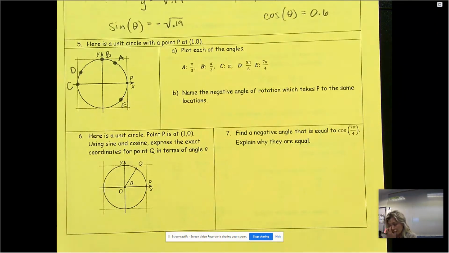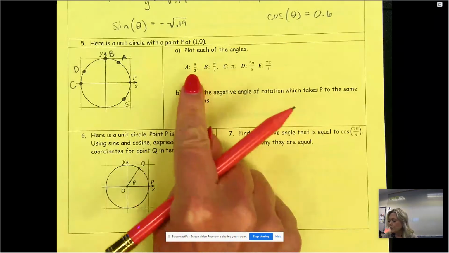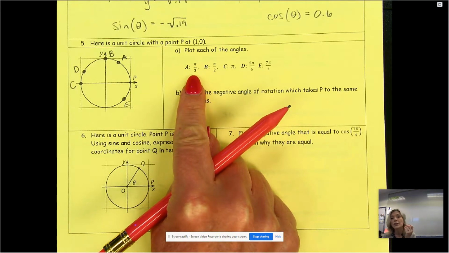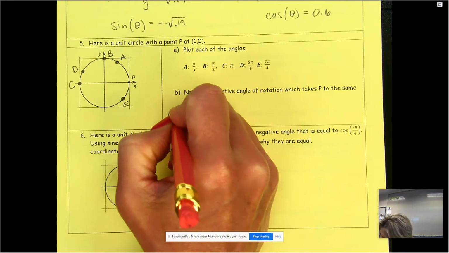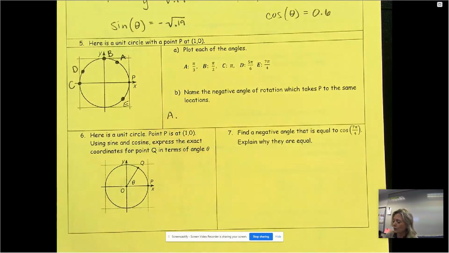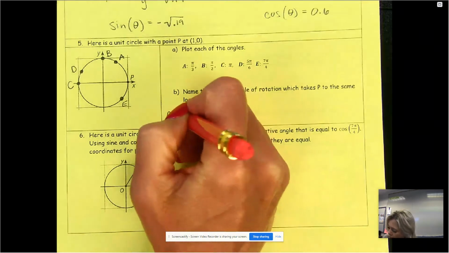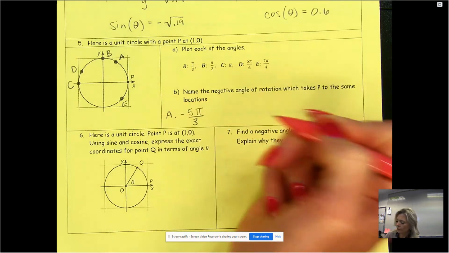Okay, now part B says to name the negative angle of rotation which takes P to the same location. So if this is 1/3 of pi in the positive direction and 6/3 of pi would be a total circle, right? 2 pi. So for A, to get to here going in the other direction, it's going to be negative 5 pi over 3, okay?